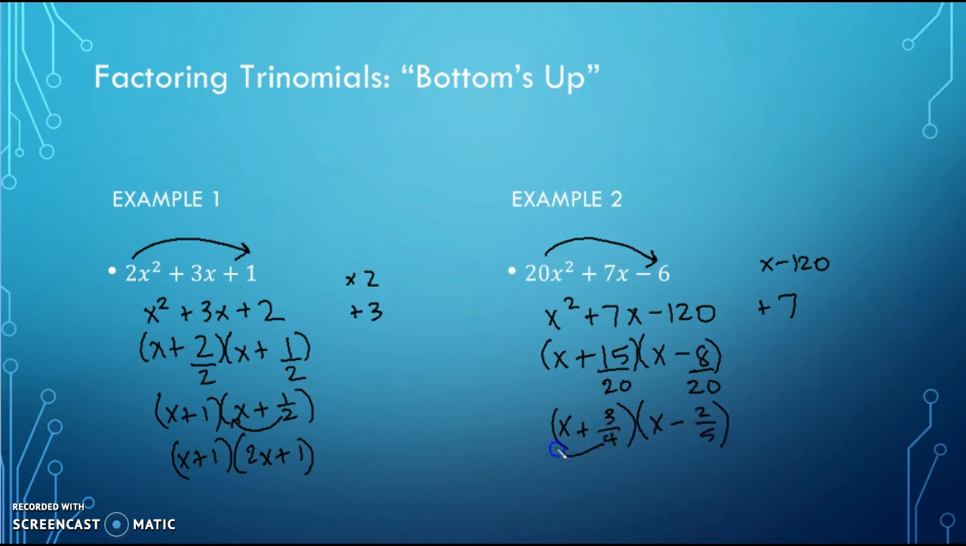And again, no fraction, so we have to do bottoms up. So take both of those since I had two fractions this time. And we get 4x plus 3 times 5x minus 2.